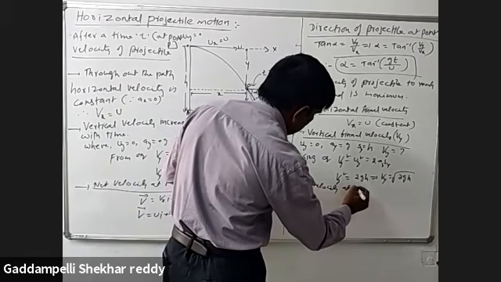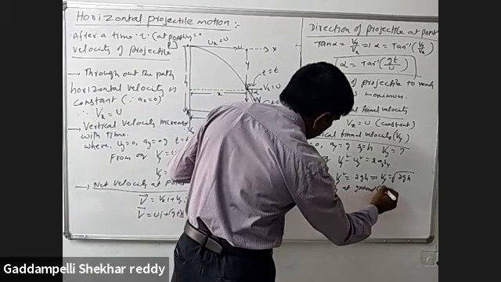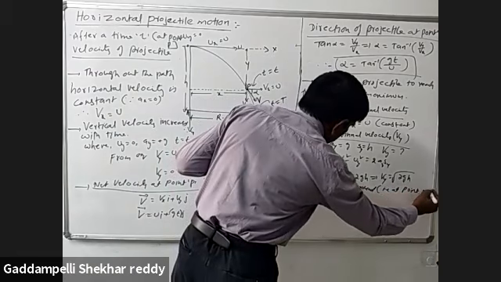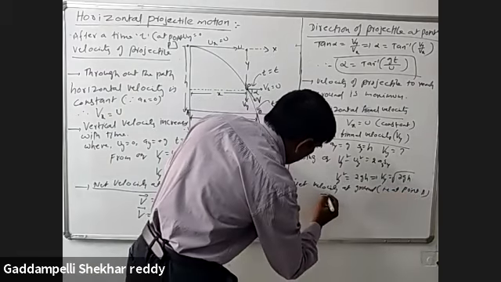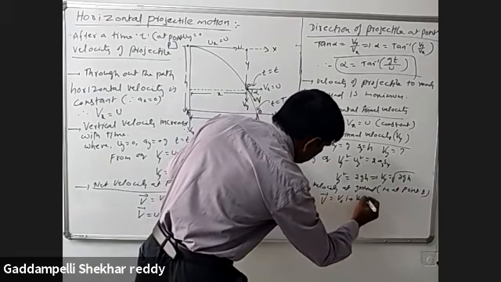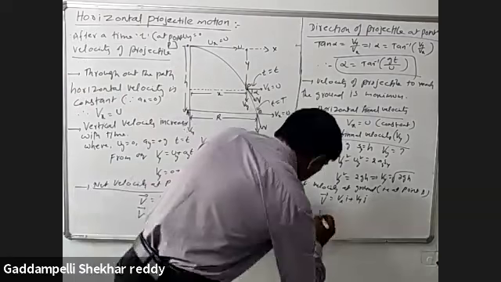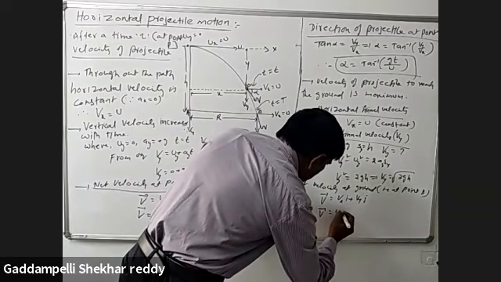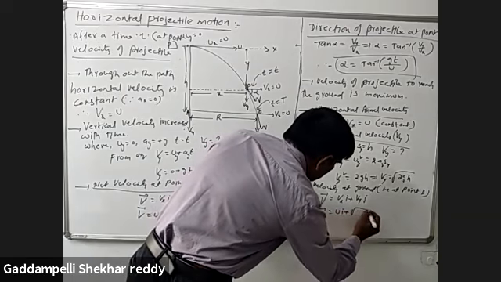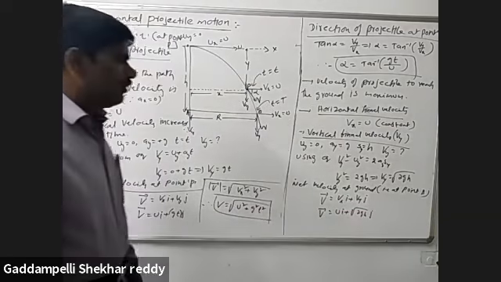Net velocity at ground means that is at point B. So same thing here, net velocity v bar is vx i plus vy j. V bar is equal to vx i plus vy j, which is u i plus root of 2gh j. So this is vector form.